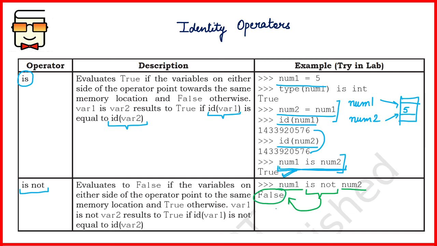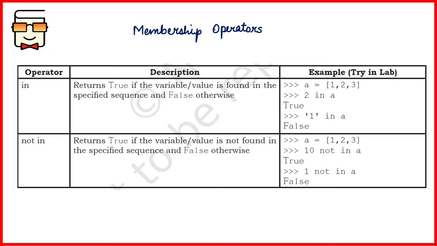All right, now coming to the last set of operators, which are the membership operators. The membership operators define whether a particular value is present in a given sequence or collection or not. The first operator is the in operator, and it would return true when a particular value is present in the given collection.